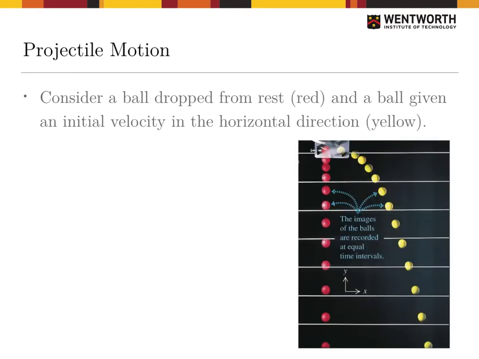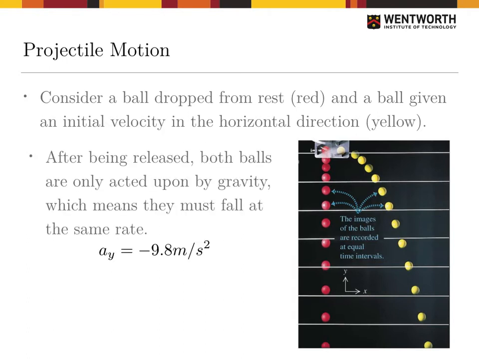Consider 2 balls that are being dropped from a certain height. The red ball is released straight downwards from rest, whereas the yellow ball is given some initial horizontal velocity to the right. After being released, both balls are only being acted upon by gravity, so by definition, they are both projectiles. If you compare their vertical positions as they fall, you'll notice that they are falling at the same rate. This rate is the acceleration due to gravity, minus 9.8 meters per second squared.